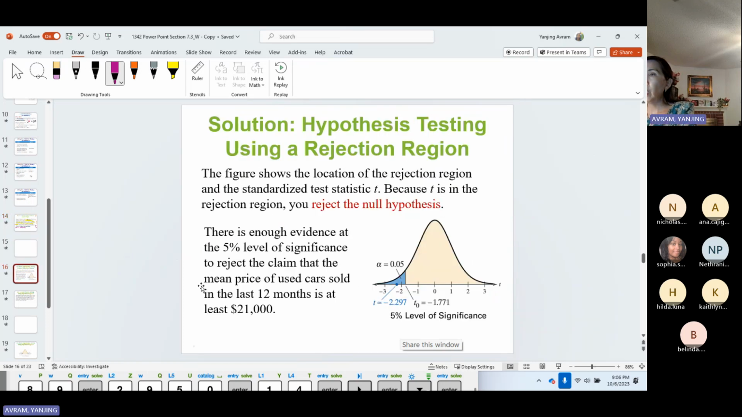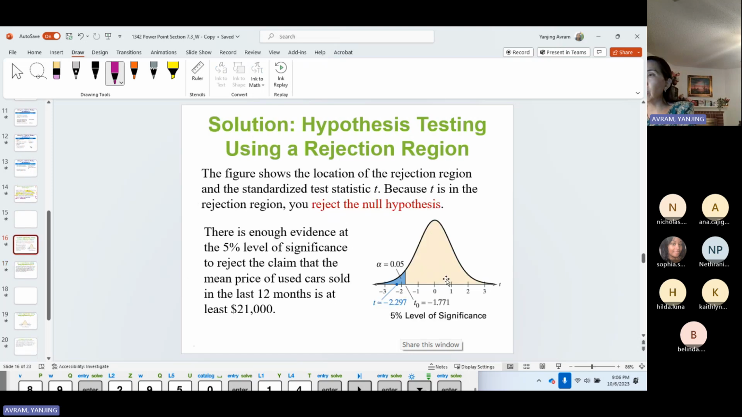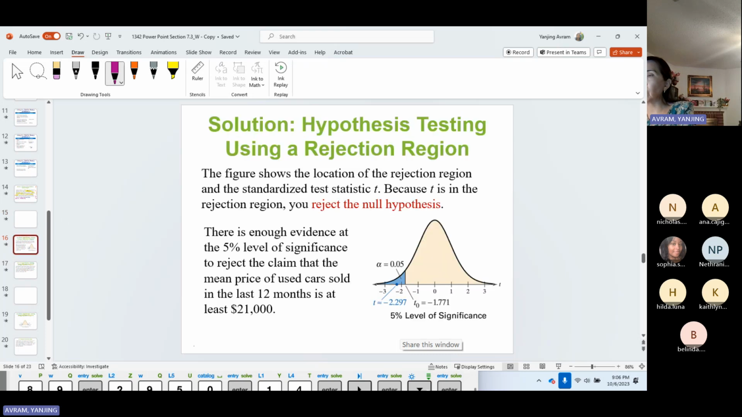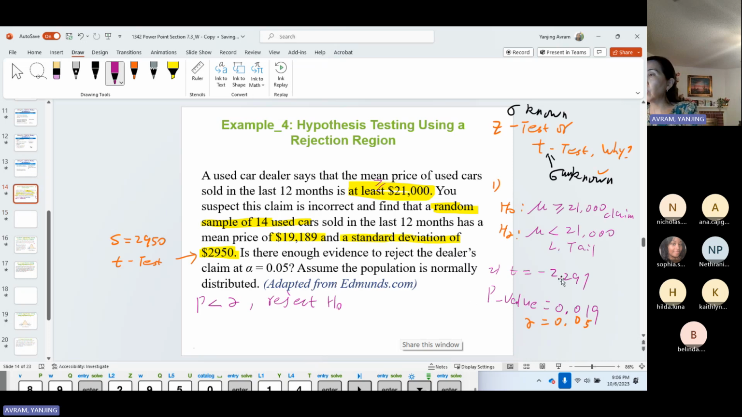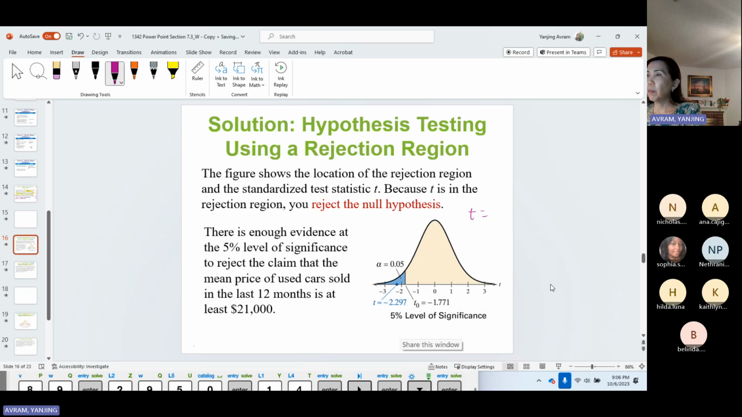All right, so that is this one. This is just a little bit of explanation. If you do that by hand, you will need to calculate your t-value. So we have t is negative 2.297, negative 2.297.